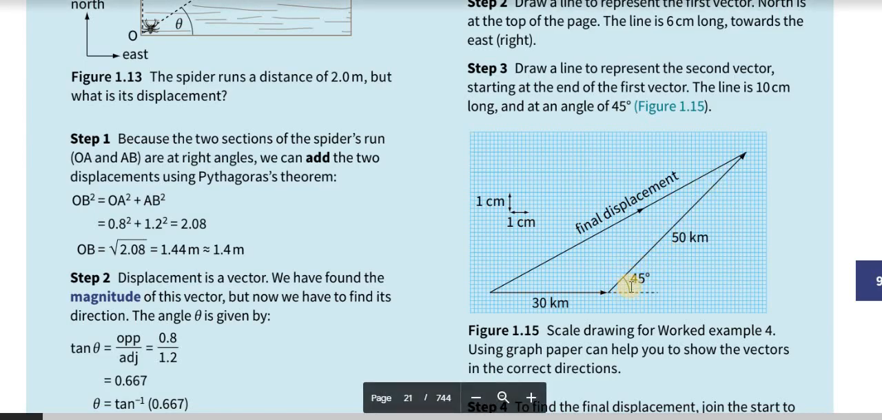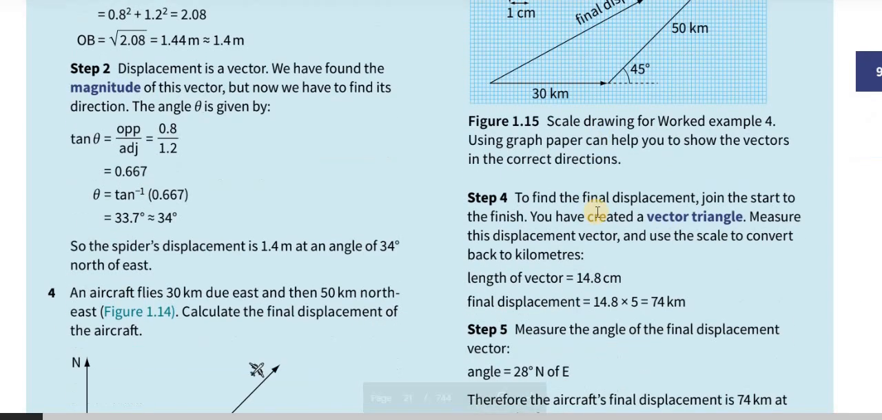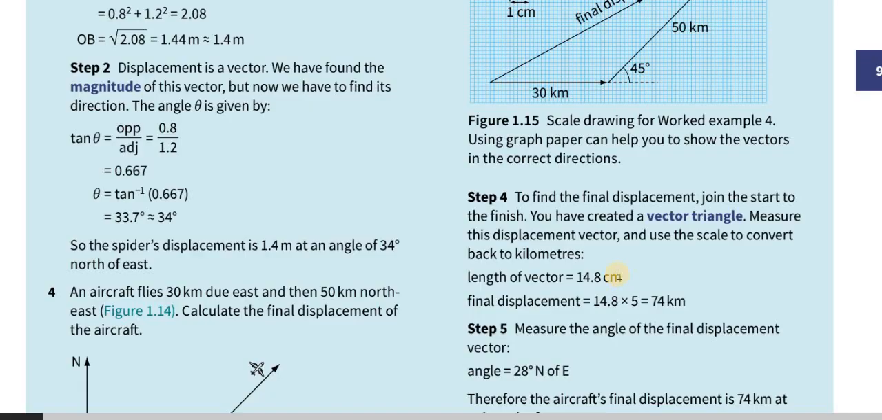And the angle you can measure with a protractor. First you draw this. This is the starting point. 30 kilometers means 6 centimeters using the scale that they have given us. Then measure the angle, 45 degrees from here, and then it will be 10 centimeters. Then you join this end to this end. In the triangle you already have two sides, and to find the third side you join the two ends here. When you measure it, you will get 14.8 centimeters.